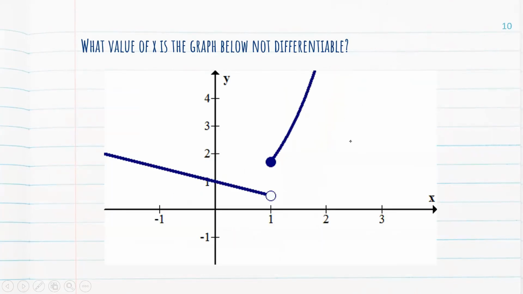Next, what value of x is the graph below not differentiable? We have encountered a jump at x equals 1. So at x equals 1, the graph is discontinuous and thus not differentiable.